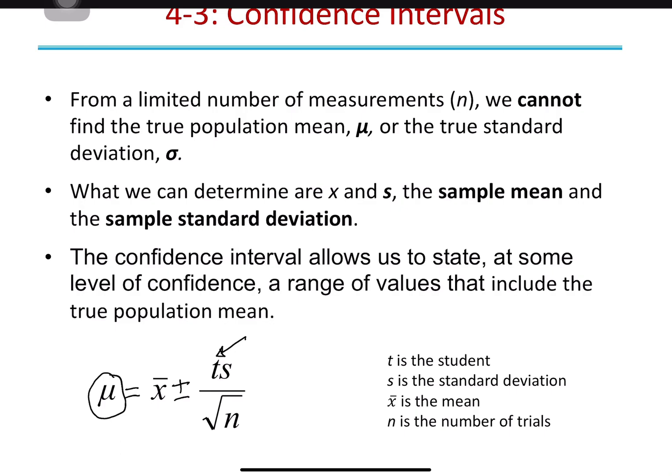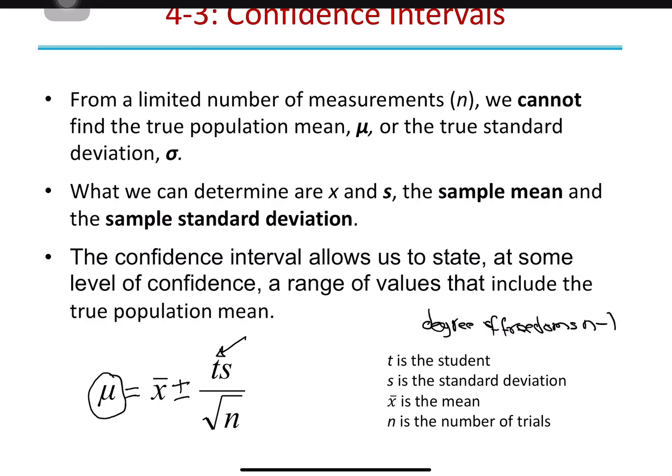Remember that the degree of freedom equals the number of measurements minus 1. So the degree of freedom always equals n minus 1 when we calculate the confidence interval. And then s is the standard deviation that we calculated from our measurements, so it's our sample standard deviation. And n is the number of measurements.